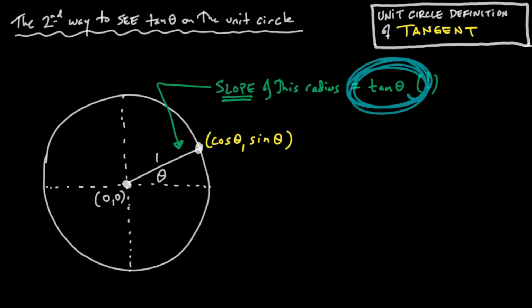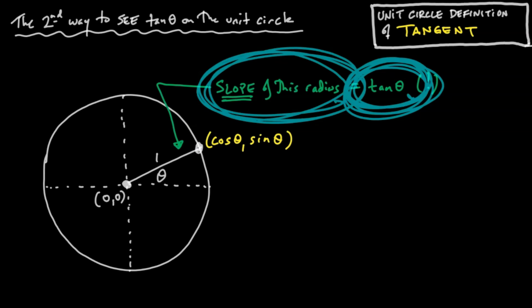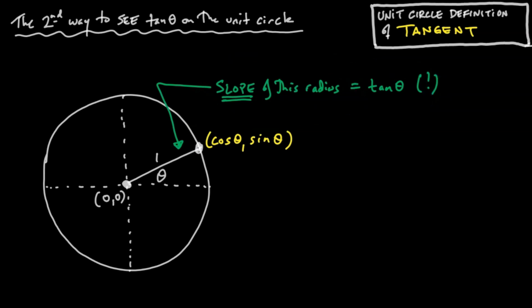The tangent of any angle theta is itself the slope of a certain line. So we can see a few values right away. For instance, what's the tangent of 0 degrees? Well, if we don't rotate the radius at all, what's the slope of that line? Of course, the slope is 0. There's no rise, no matter how far we run. It's a horizontal line. So the tangent of 0 is going to be 0.